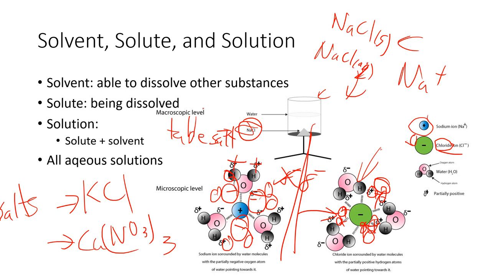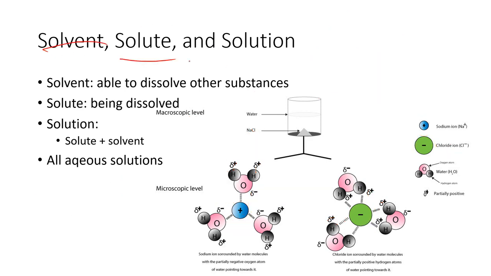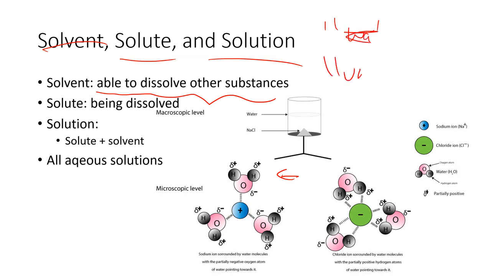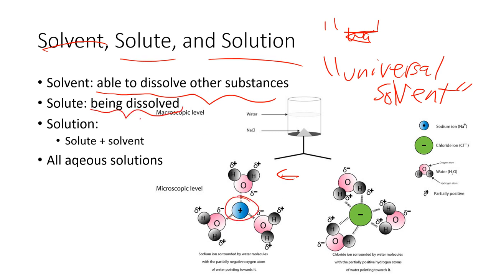Okay, now let's go with some terminology. We'll be using solvent, solute, and solution throughout this course, and it's just something you should know. Solvent is what's able to dissolve other substances. So in this case, water. And I've already said water is the universal solvent. So water dissolves the most solutes. And solute is the thing that's being dissolved. So NaCl would be the solute. In this case, the solute is NaCl, and the solvent is H2O, or water. The more common name is water.